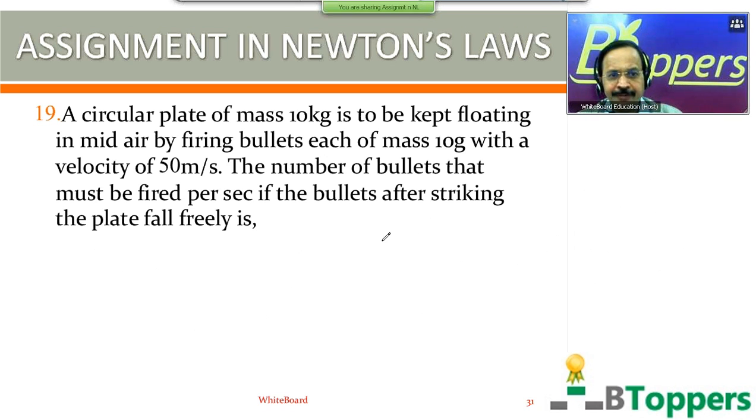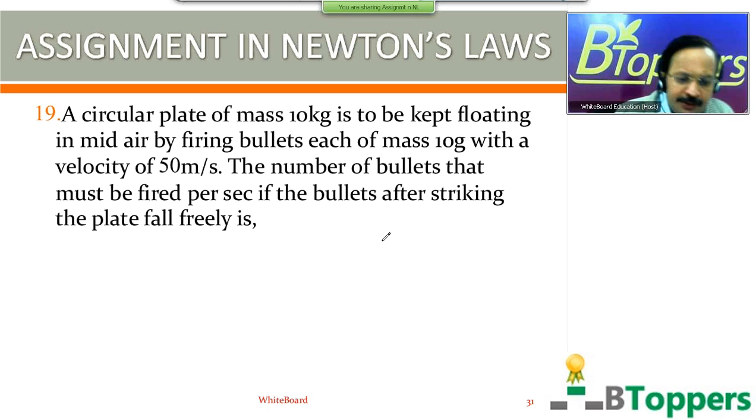See the question number 19. A circular plate of mass 10 kg is to be kept floating in midair by firing bullets each of mass 10 gram with a velocity of 50 meters per second. The number of bullets that must be fired per second, if the bullets after striking the plate fall freely, is.